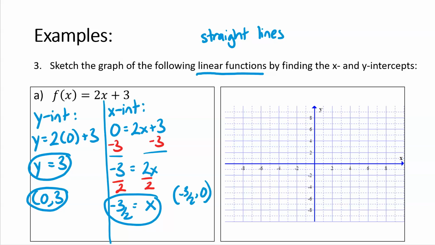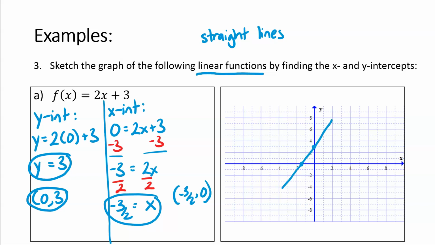So let's first graph the x and y intercepts. Negative 3 over 2 is a negative 1.5. So on the x side, if this is negative 1, this is negative 2, negative 1.5 is somewhere in between. That's our x-intercept. The y-intercept is on the y-axis, and it has a value of 3. So 1, 2, 3 up.